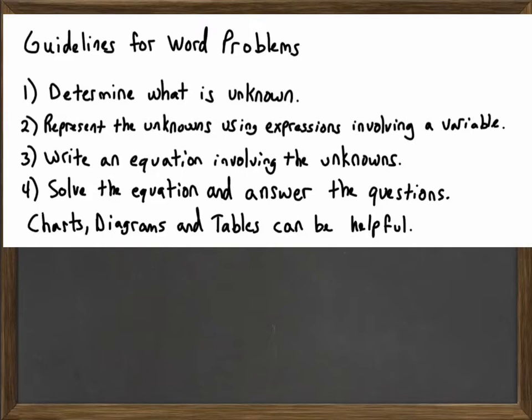And then once we have expressions for each of our unknowns, we want to come up with an equation. That usually involves another sentence in the problem that we haven't really touched on yet. Once we have an equation, we've done the really hard work. Generally speaking, these equations compared to what you've already done will be pretty straightforward. So then we solve the equation and answer the question or questions.